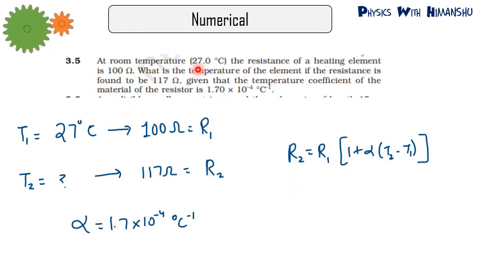Suppose at room temperature, that is 27 degrees Celsius, the resistance of a heating element is 100 ohm. So at temperature 27 degrees Celsius, resistance is 100 ohm. What is the temperature of the element if the resistance is found to be 117 ohm? So we have been given R2, that is 117 ohm. We have to find T2. Alpha is given in the question. So we have to just put the values in this formula, that is R2 equal to R1, 1 plus alpha T2 minus T1. I have taken this question directly from our NCERT book. If we go to the exercises of the NCERT book, you will find many questions related to this topic.